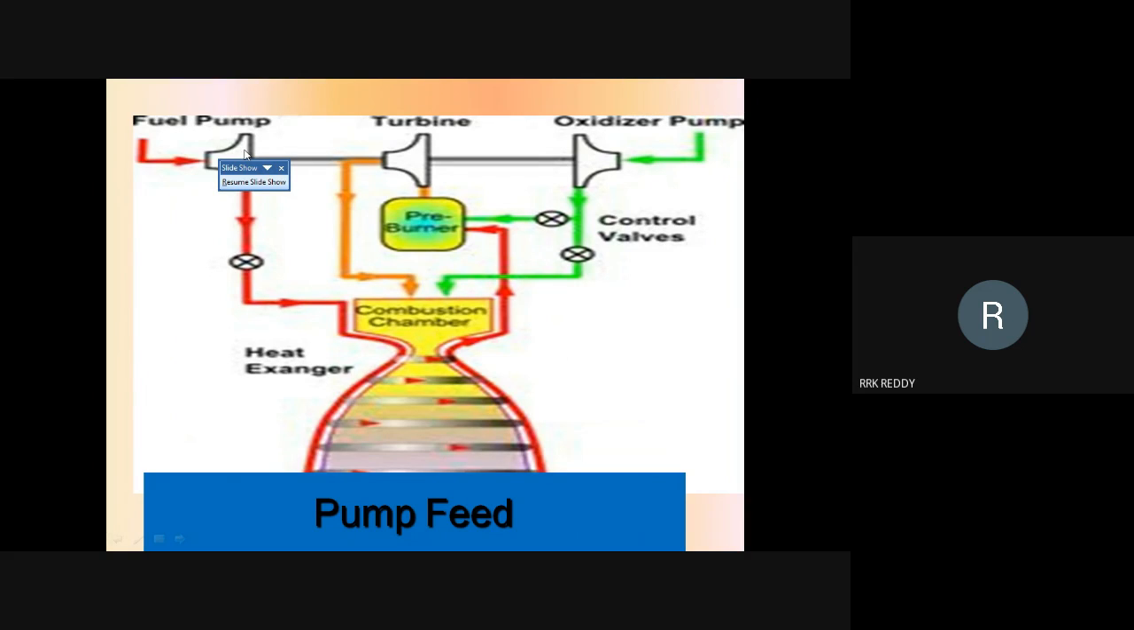The pumps need work input. Then how to run the pumps? With the help of a turbine. So a gas turbine is used here. The gas turbine again needs gas, so we use a pre-burner here. In the pre-burner, we generate a gas, and that gas is expanded in the turbine, and the turbine develops work. With the help of the turbine work, we run the fuel pumps. These two fuel pumps. So this is a pump feed system liquid rocket.